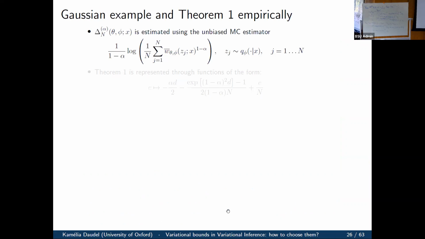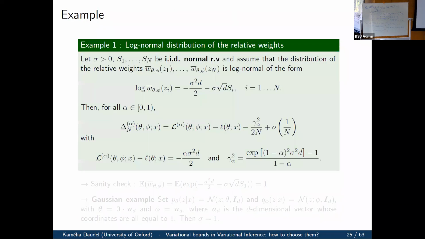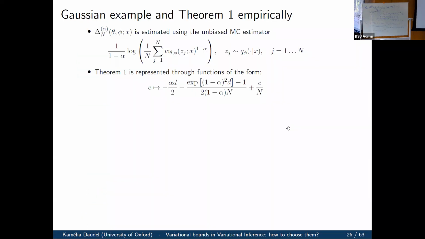So how does that work in practice? Well, I'll need to be able to track my variational gap, which I can do using unbiased Monte Carlo estimators. And I need to represent my theorem in a way that makes sense, because so far what I had is a term that is negligible in front of 1 over n. We'll just do this by looking at functions of the form of theorem 1 plus a constant, a parameter divided by n. We go simple here. Does it make sense?